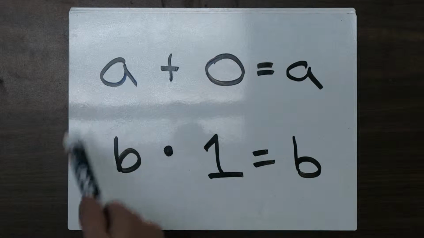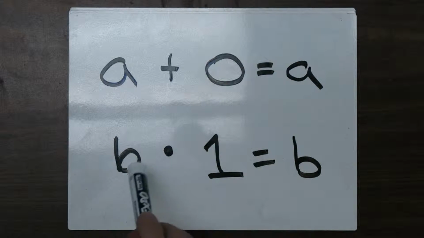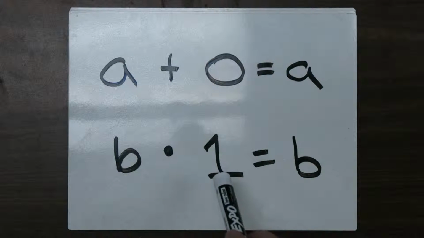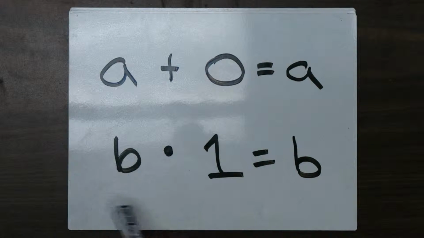I can also take any number, which we're representing with the variable b, and multiply that by 1, and that will also equal the same number. Again, 1 million times 1 equals 1 million.